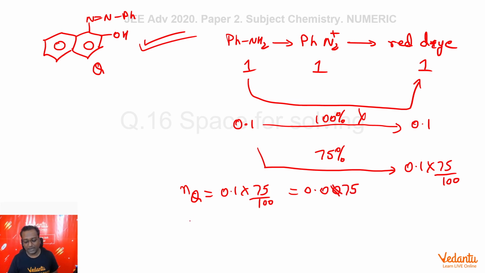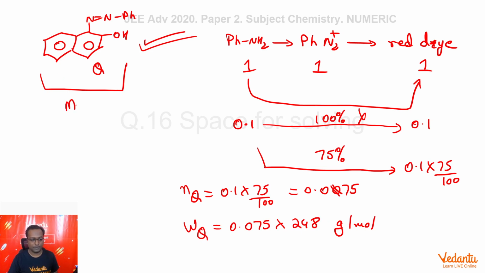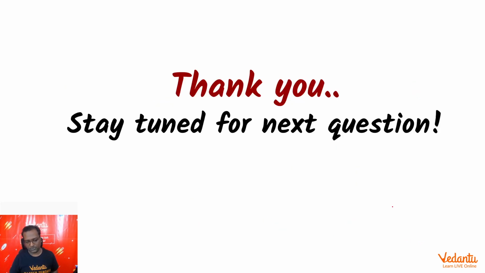That's 0.075. And let's convert this into the weight of Q so as to get the answer. 0.075 into 248 gram per mole, that is the molecular weight of this compound. And hence, guys, our final answer is 18.6 grams. Okay. So the final answer is 18.6. Thank you so much for joining us, guys, and stay tuned for our next question.